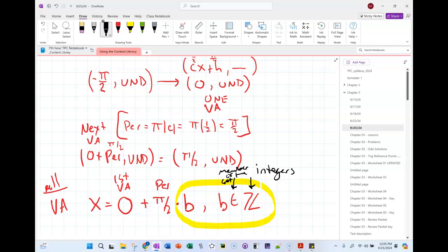Okay. Any questions on what we've done here so far? Okay, clear your desks, other pencils and calculators. Homework quiz time.